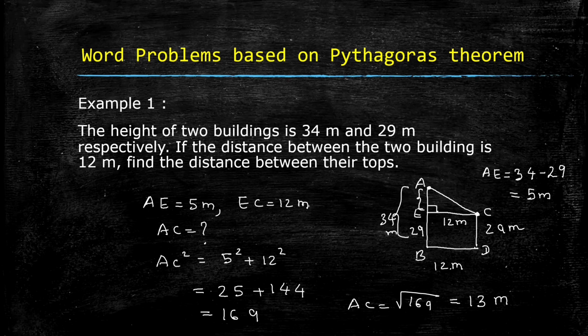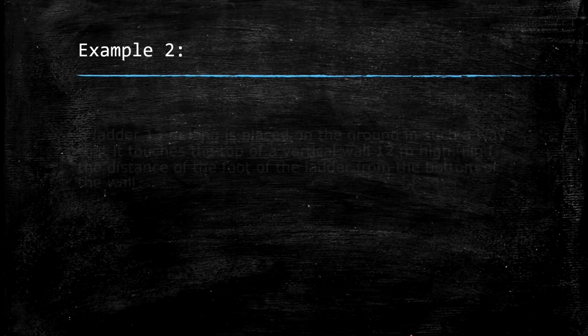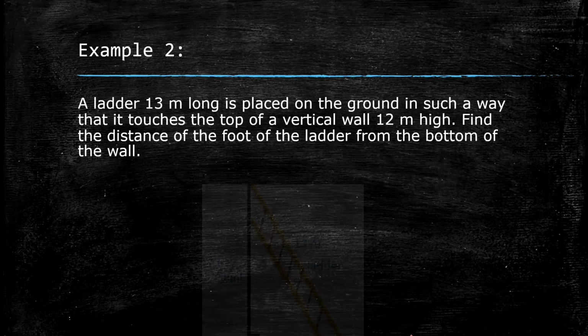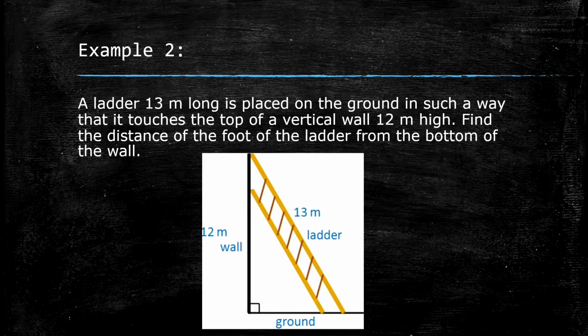Let's see this last example. Here we have a ladder 13 meter long placed on the ground in such a way that it touches the top of a vertical wall 12 meter high. Find the distance of the foot of the ladder from the bottom of the wall. Let's get the picture of this. Now this is how it looks like. There's a ladder which is 13 meter long, kept inclined to a wall which is 12 meter high. Now we have to find the distance between the foot of the ladder and the bottom of the wall. So this is the distance we are supposed to find.